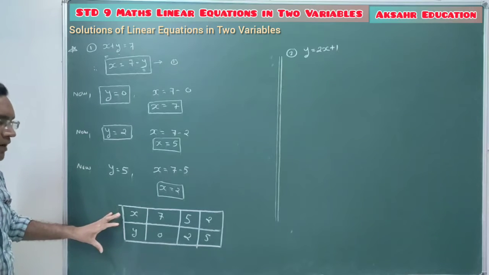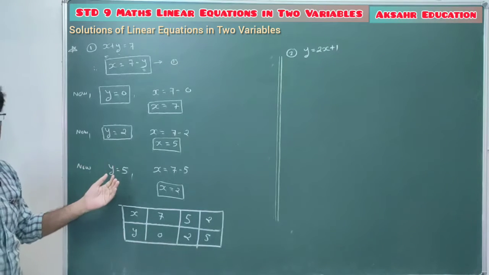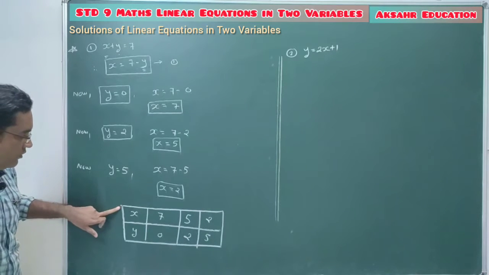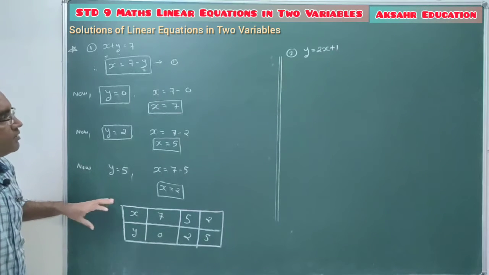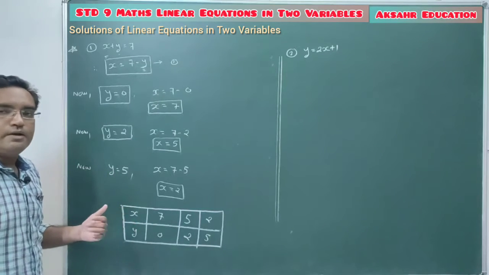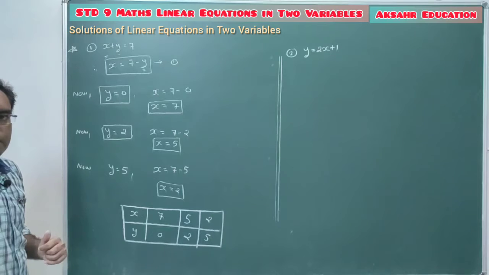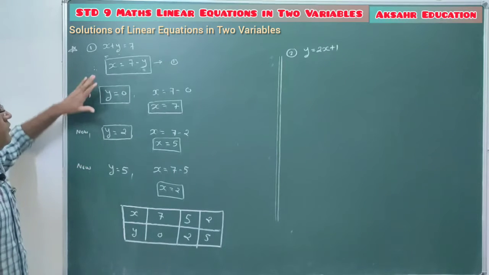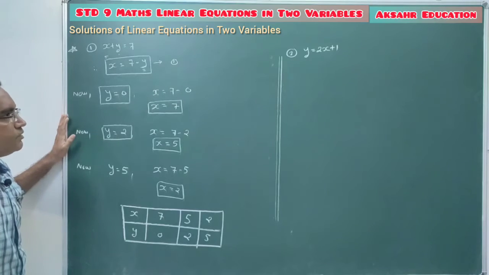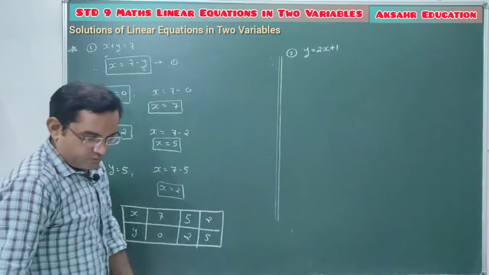By using this coordinate table, we can draw the graph of any linear equation in two variables. That we will discuss later on. Up to now we are just discussing how to find different solutions of any given linear equation in two variables. This is the basic sum in which we have to find the solution. Clear? Now consider question number 2.